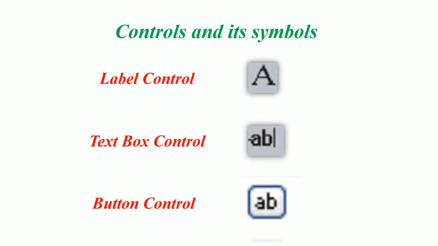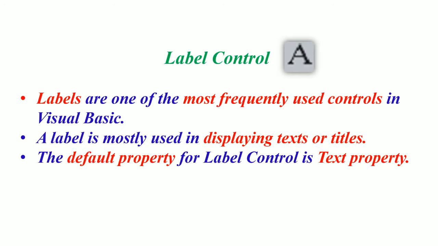A represents the label control. A, B, L represents the text box control, and A, B represents the button control. All these controls are available in the toolbox. First, label control. Labels are one of the most frequently used controls in VBA. That control is used to display text or titles. The default property for label is text property.